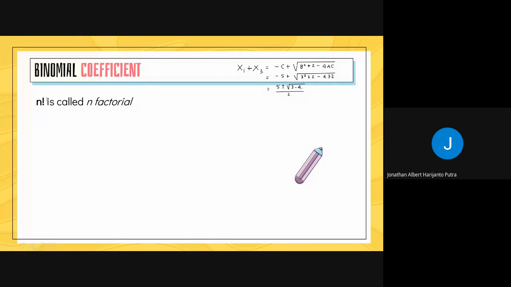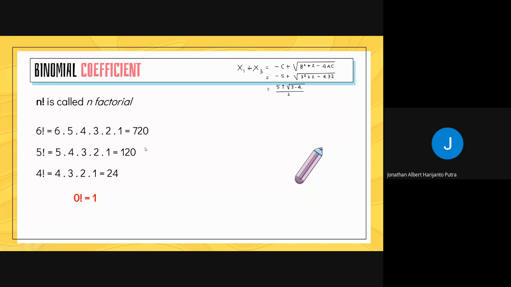So the n with the exclamation mark here is actually called n factorial. And how to count this factorial is just simply multiply the number by below any natural number. And we also declare that 0 factorial is 1.